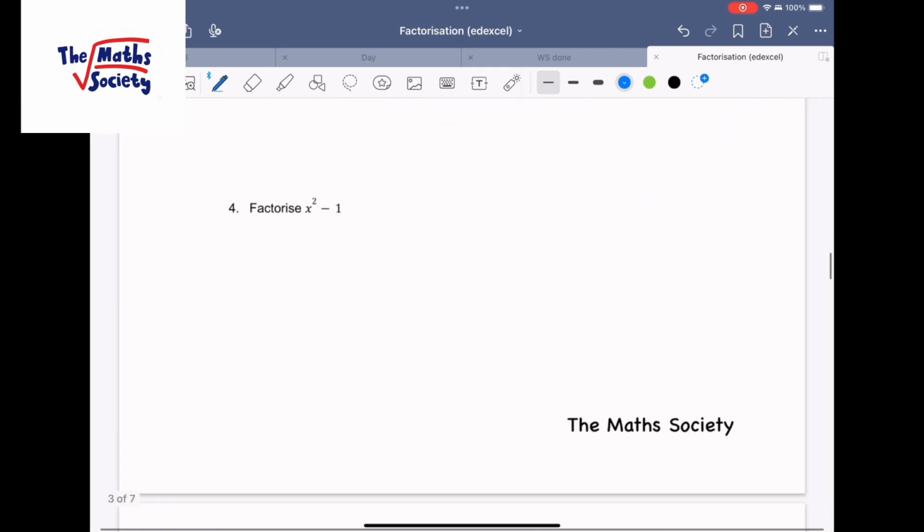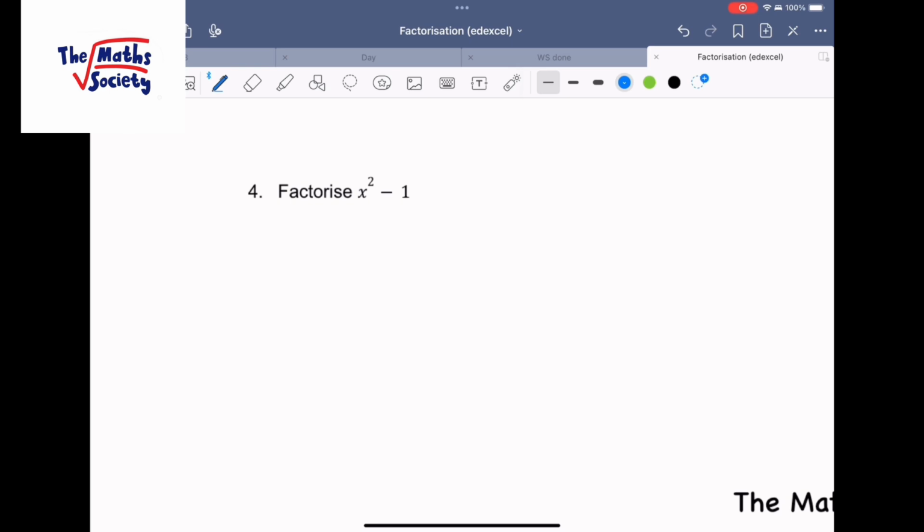And moving on to number 4 is x squared minus 1. We know that if it's a square number, it's just going to be x minus 1 and x plus 1. So there's two same numbers, but one with a minus and one with a plus. And then we'll move on to number 5.